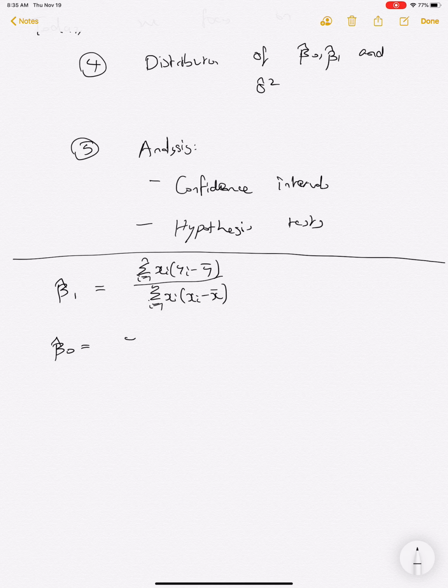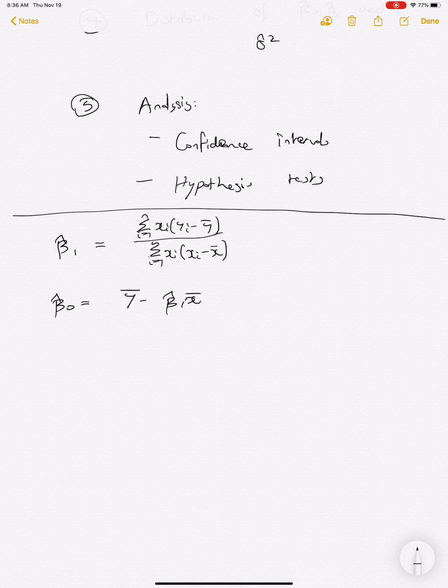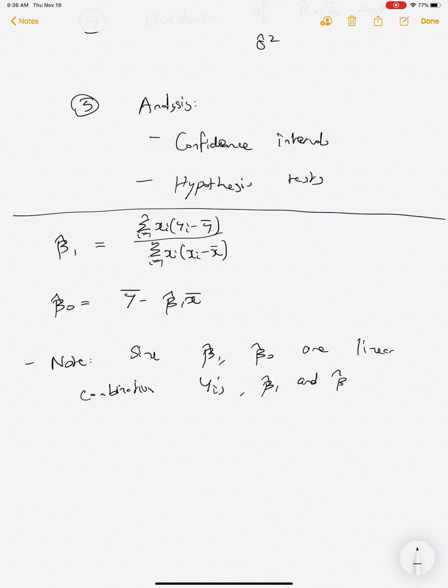And we have this quantity for beta hat 0. One thing to note is that since beta hat 1 and beta hat 0 are linear combinations of the yi's, then we know that beta hat 1 and beta hat 0 are normally distributed.